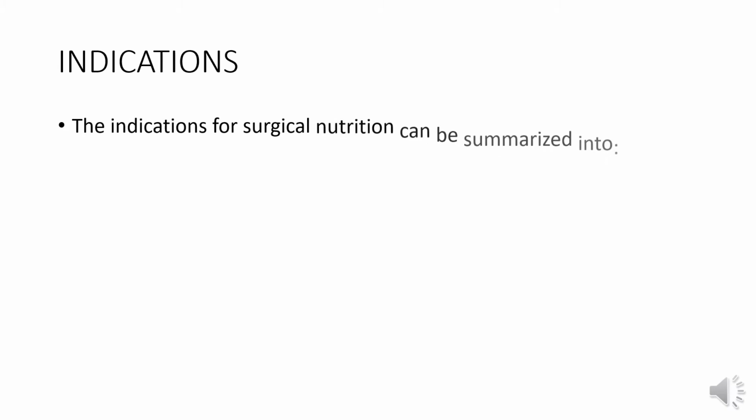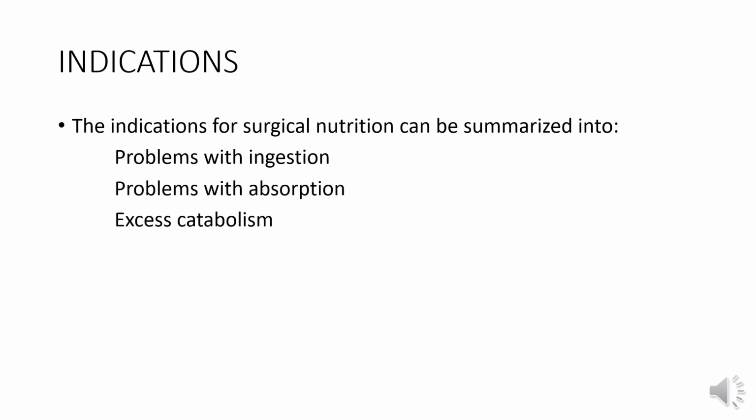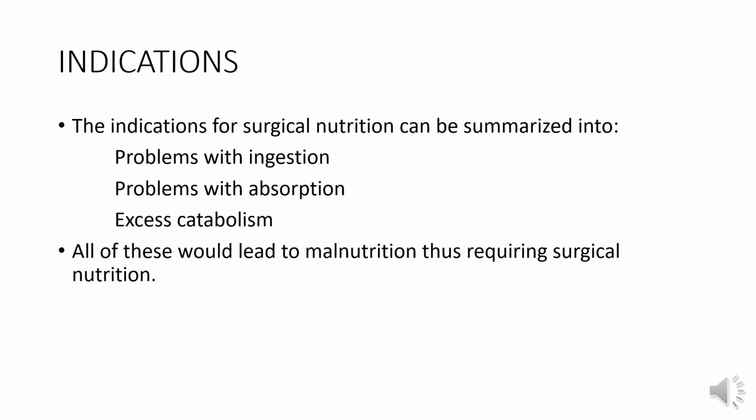Indications for surgical nutrition. The indications for surgical nutrition can be summarized into problems with ingestion, problems with absorption, and excess catabolism. So these are the broad categories when we want to talk about the indications for surgical nutrition: problems with ingestion of food, then absorption of the food when it gets into the body, then excess catabolism. All of these would lead to malnutrition, thus requiring surgical nutrition.